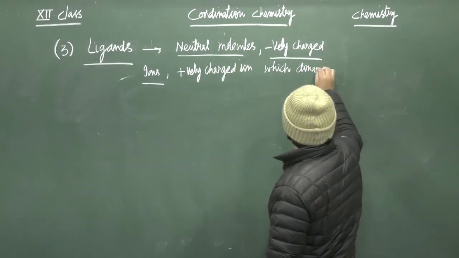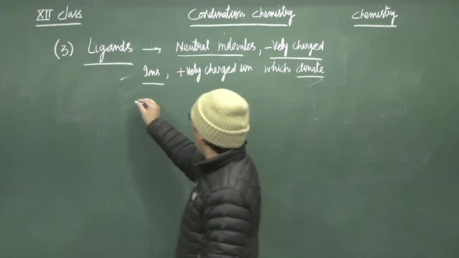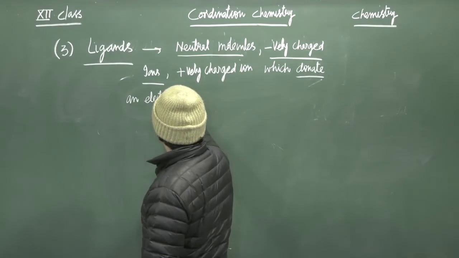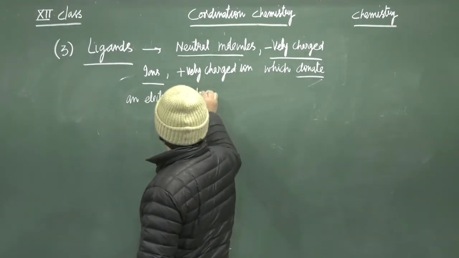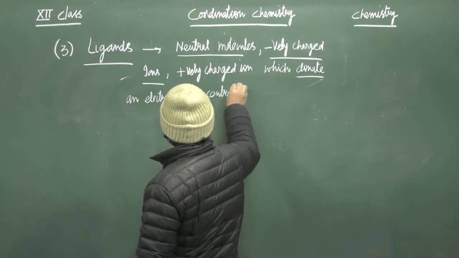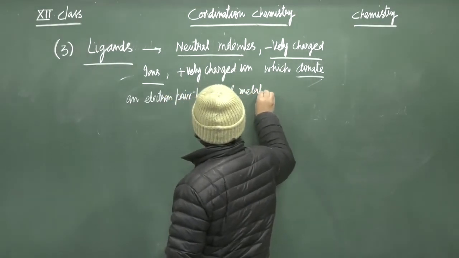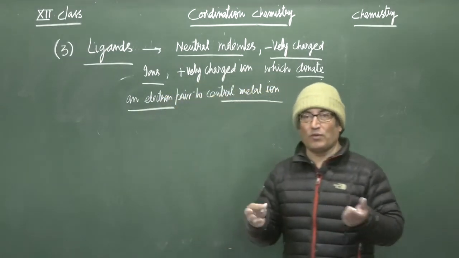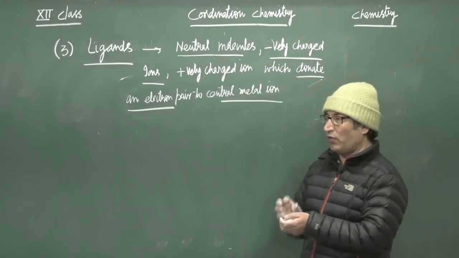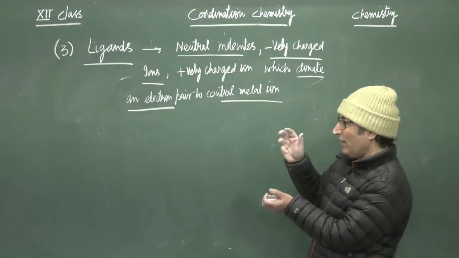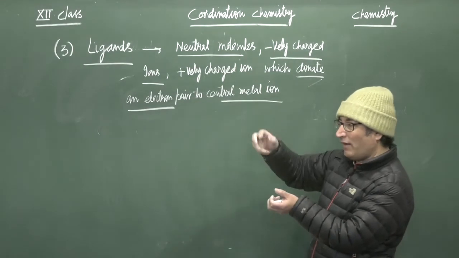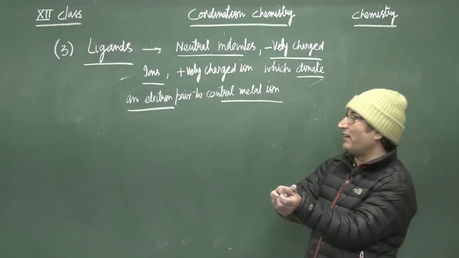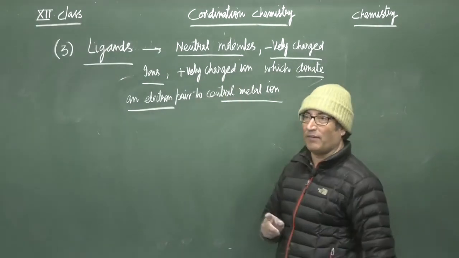Ligands donate an electron pair to central metal ion. Central metal ion has no electrons to form a bond. Therefore, central metal ion is approached by any molecule or ion which can donate its electron pair. And by donating it, it binds itself with the central metal ion. That's why the term is ligand.